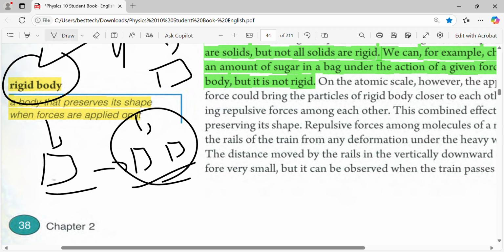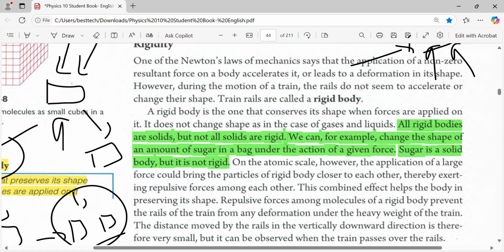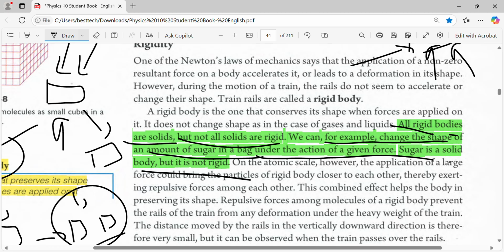Guys, in the book we have some important notes. All rigid bodies are solid, but not all solids are rigid. We can, for example, change the shape of the amount of sugar back and forth in all directions. Sugar is a solid, but it's not rigid.